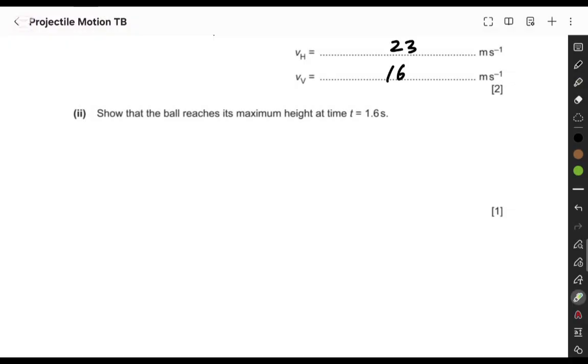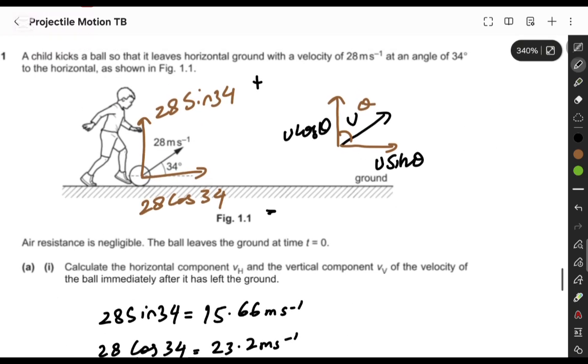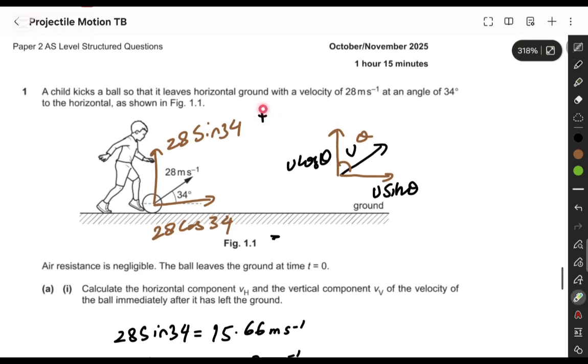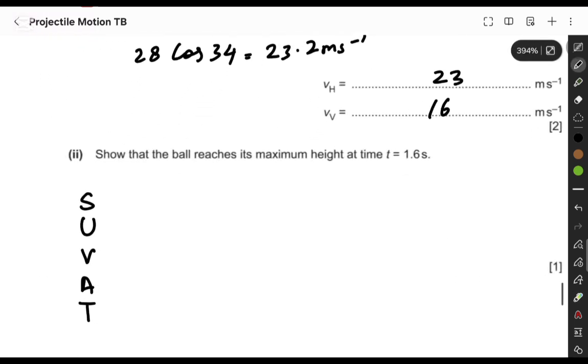In the next part it tells us, show that the ball reaches its maximum height at time t equals 1.6 seconds. So we're going to use SUVAT for this. One more very important thing, we're going to say up is positive and down is negative. Very important. Now, we don't know what the displacement is at the maximum height.